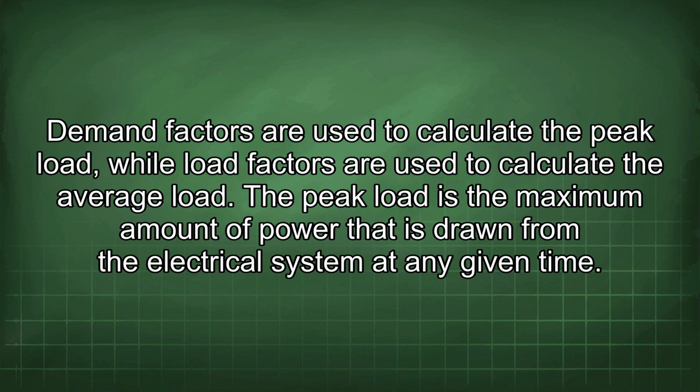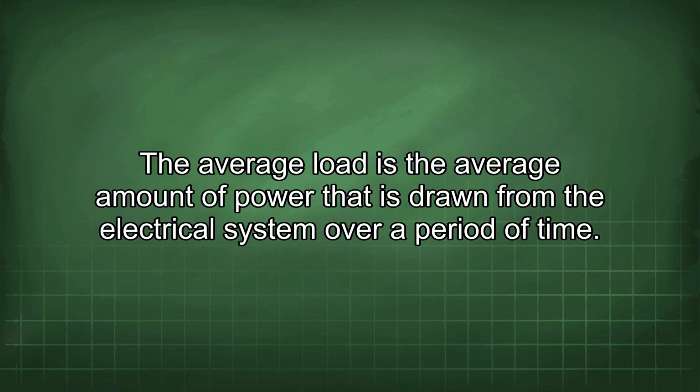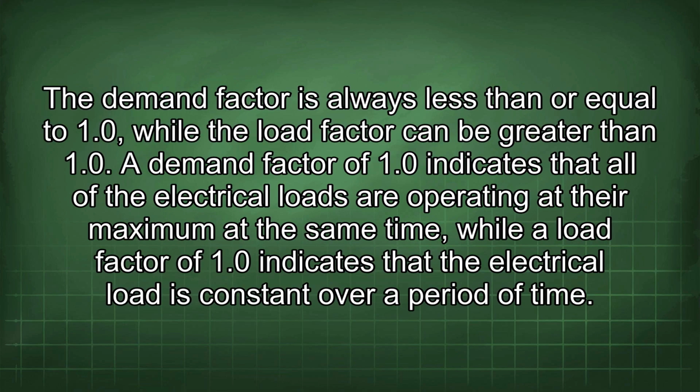The peak load is the maximum amount of power that is drawn from the electrical system at any given time. The average load is the average amount of power that is drawn from the electrical system over a period of time. The demand factor is always less than or equal to 1.0, while the load factor can be greater than 1.0. A demand factor of 1.0 indicates that all of the electrical loads are operating at their maximum at the same time, while a load factor of 1.0 indicates that the electrical load is constant over a period of time.